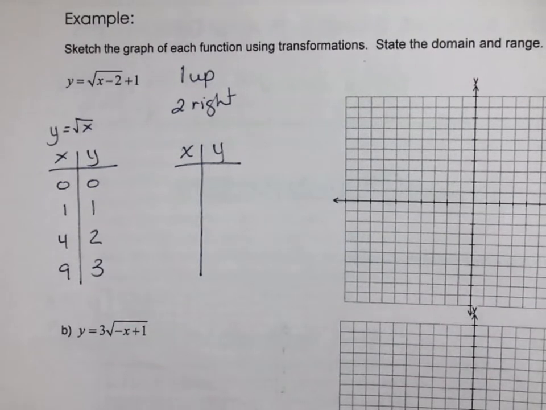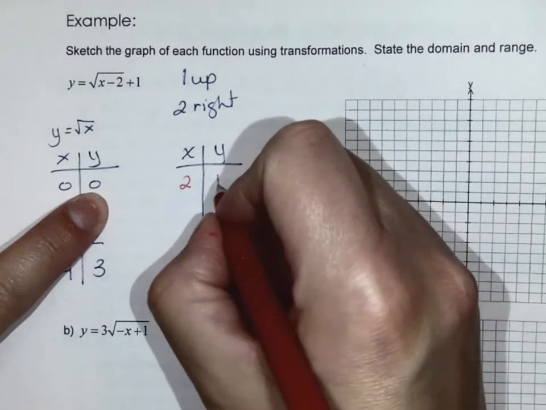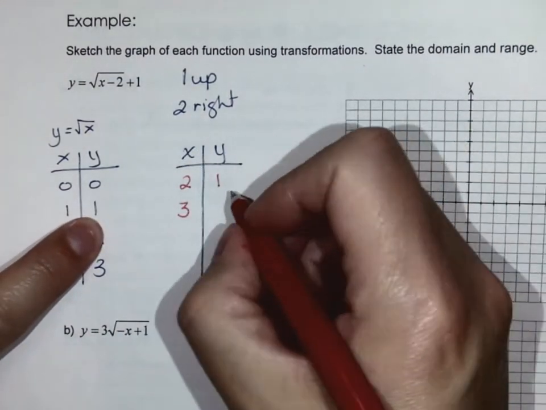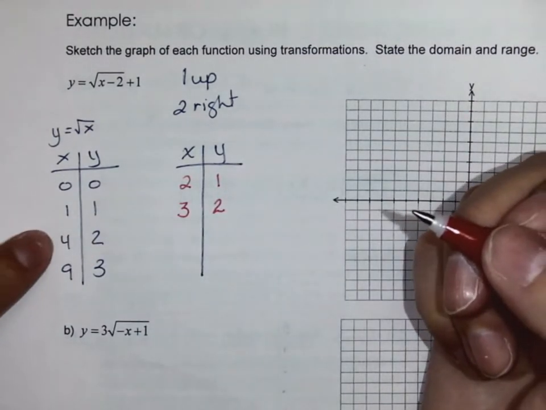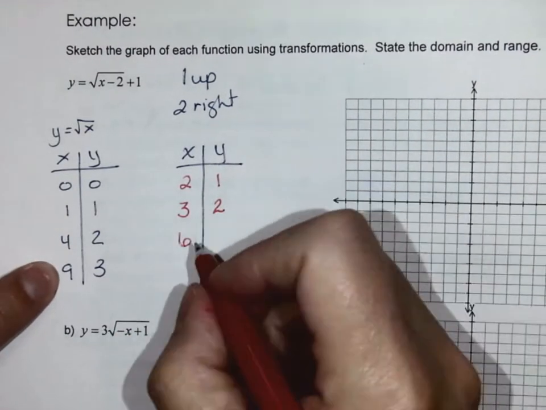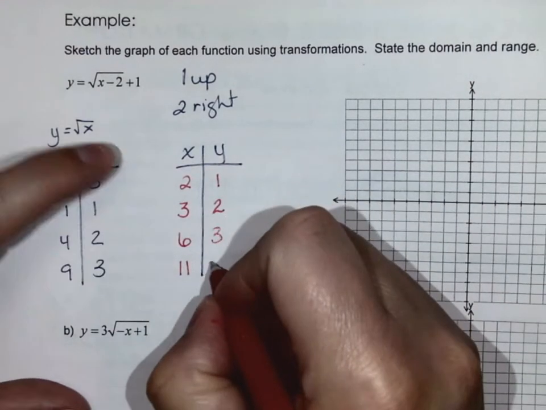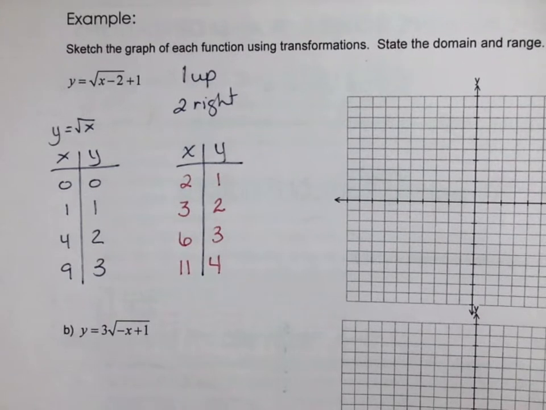Okay, so 0 is going to translate to 2, and 0 will translate to 1. This will go to 3. That will go to, is it better to do all the x's first? Yes. Okay, so 4 is going to go to 6, and 9 will go to 11. And now 2 will go to 3, and 3 will go to 4. I find it easier to do all the x's than all the y's, so I'm not flipping back and forth.